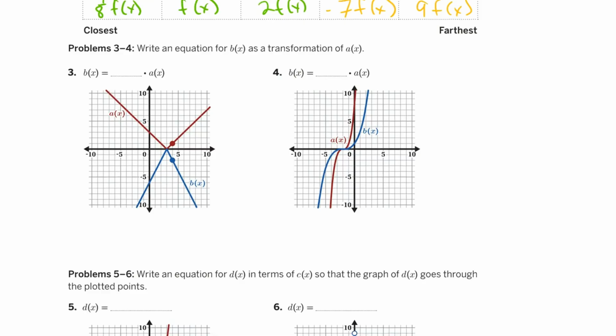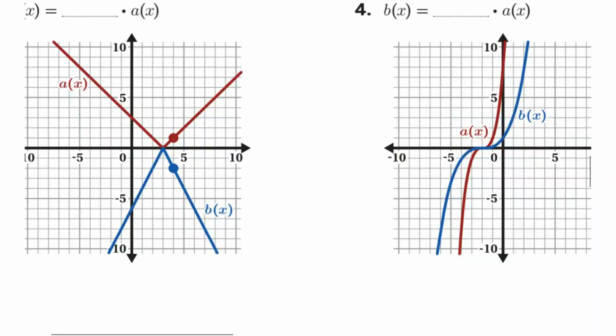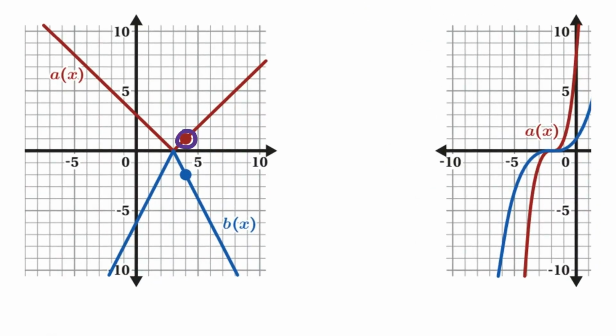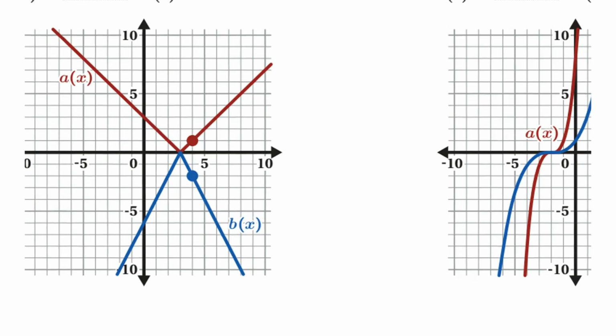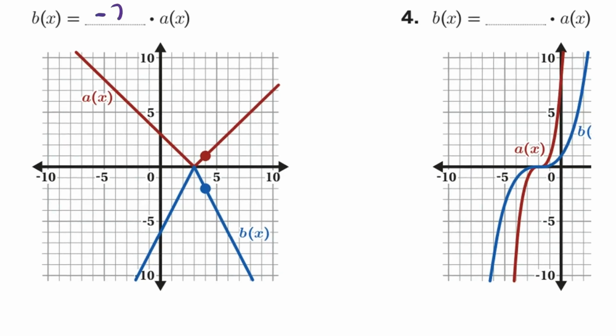Problems 3 and 4. Write an equation for b of x as a transformation of a of x. So for number 3 here, when I'm looking at this, I can see already that it is a reflection. And it also looks like it is going to be stretched by a factor of 2, because if I zoom in here a little bit, I can see that this has a y value of 1. If I were to reflect it, it would land here, but now it's giving me an output of -2 instead of -1. So it's a reflection and it's being stretched by a factor of 2, which means that I would say b of x is equal to -2 times a of x.